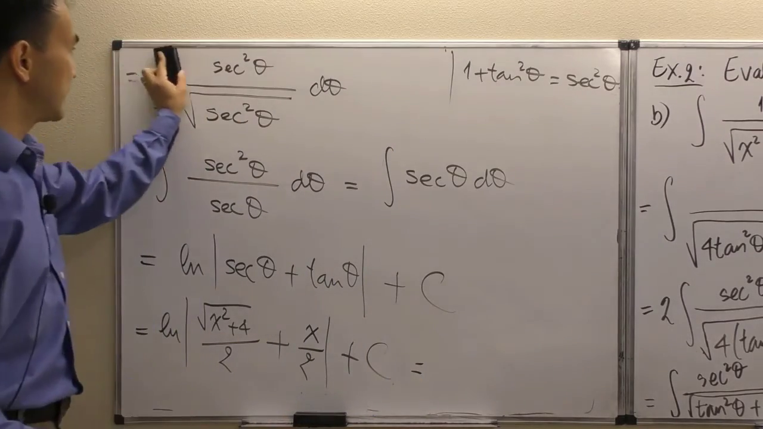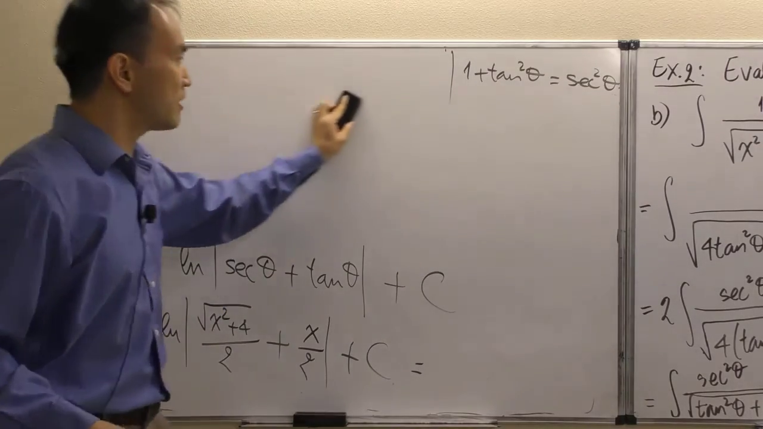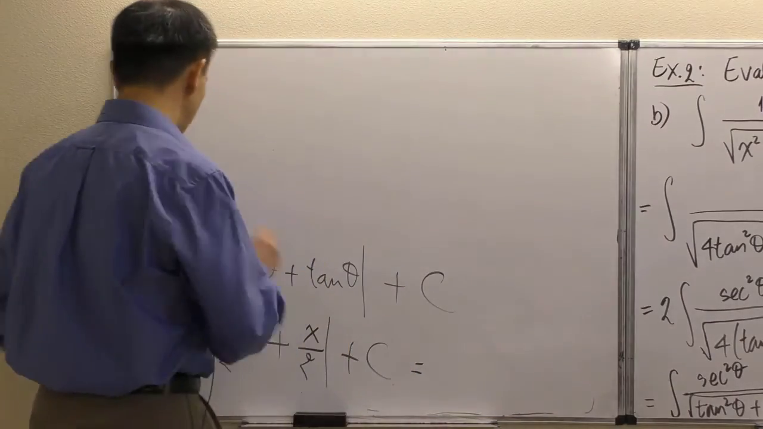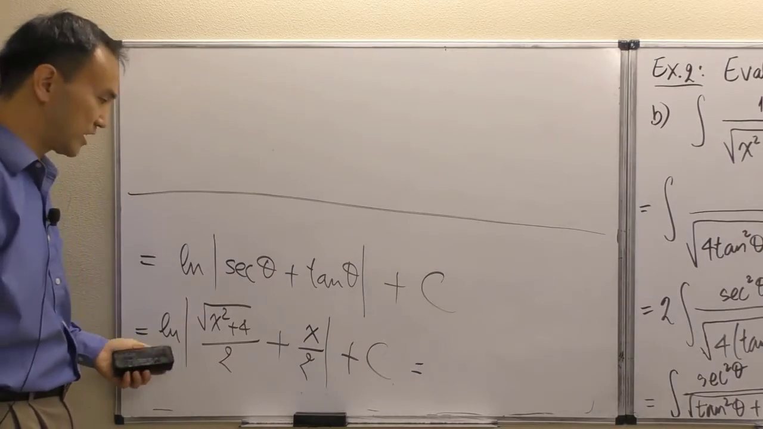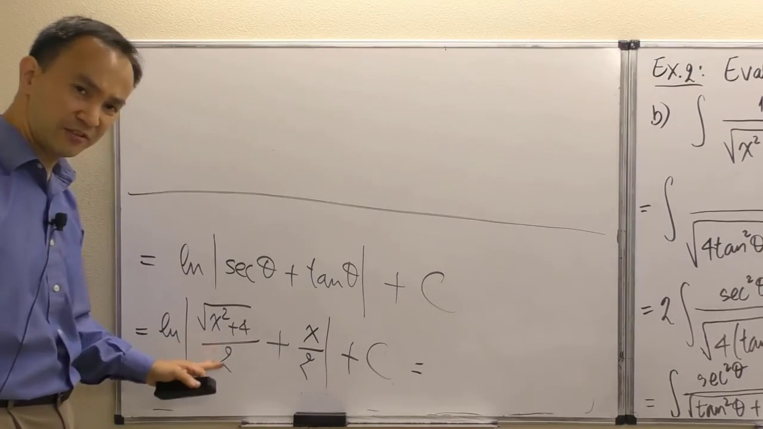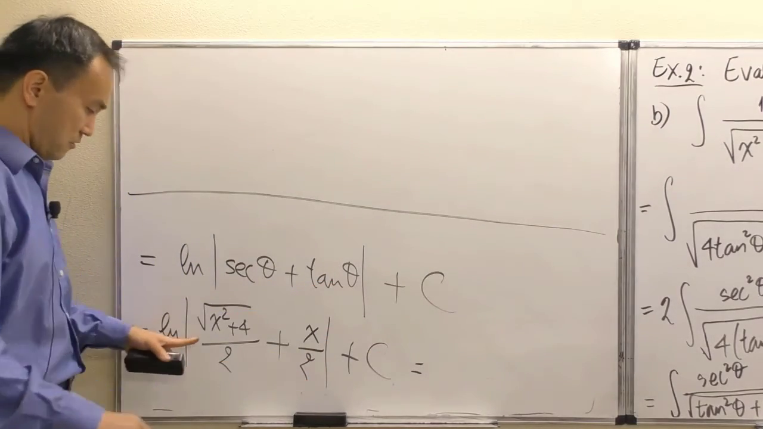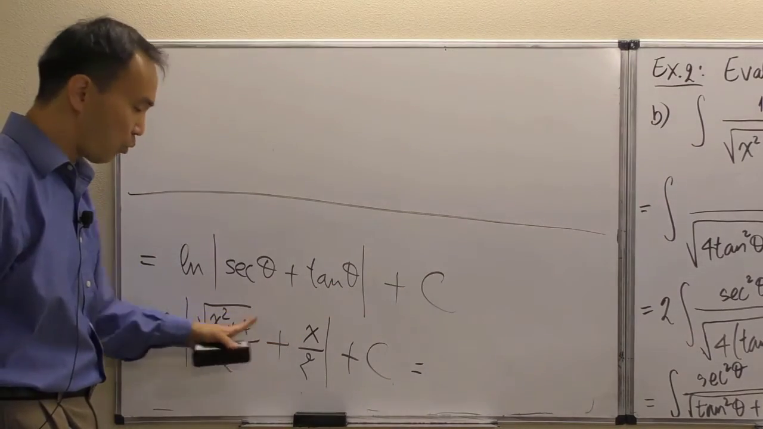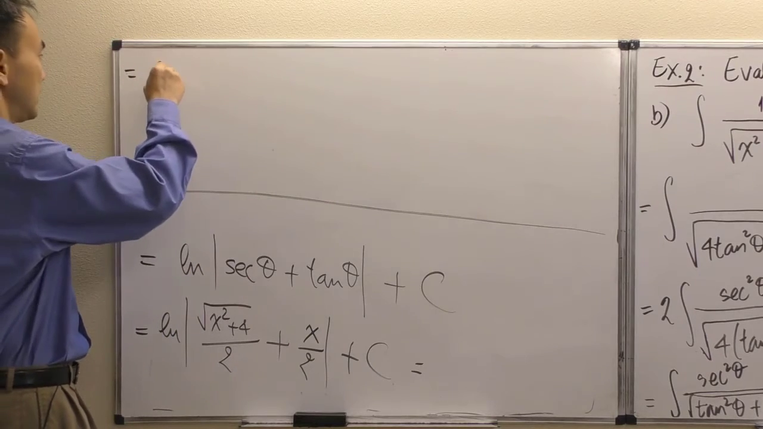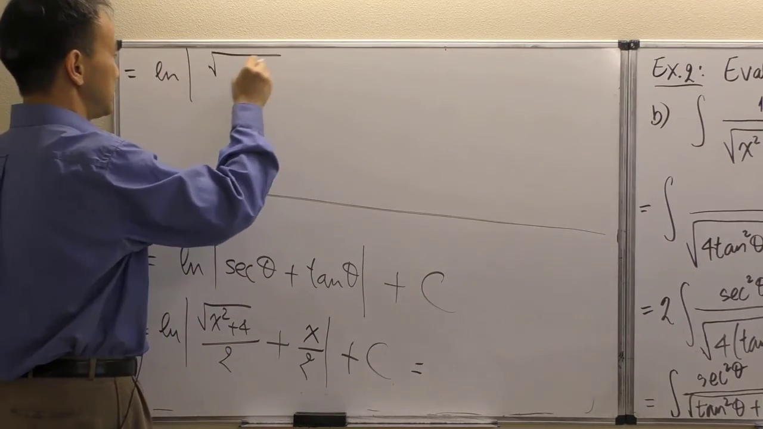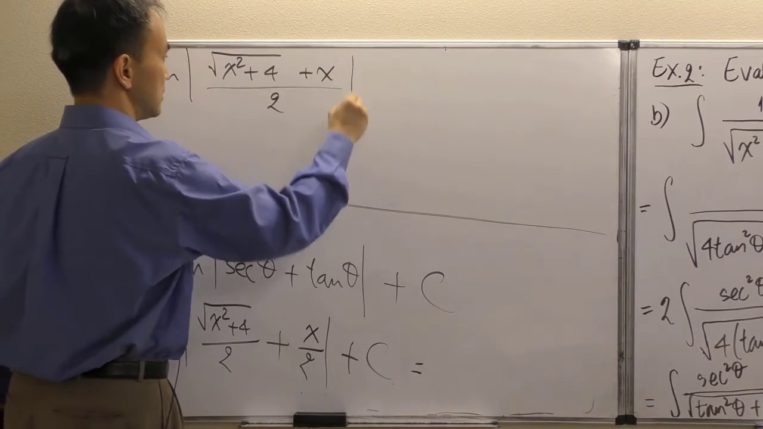So now allow me to erase this step, because I want to remind people, even though you have seen this in the earlier problem, that we can simplify even further in case your instructor requires more than that. I'm going to combine these two as one fraction because they have common denominator 2. So it's natural log in absolute value of the square root of x squared plus 4 plus x, that's the numerator, all over 2, plus c.